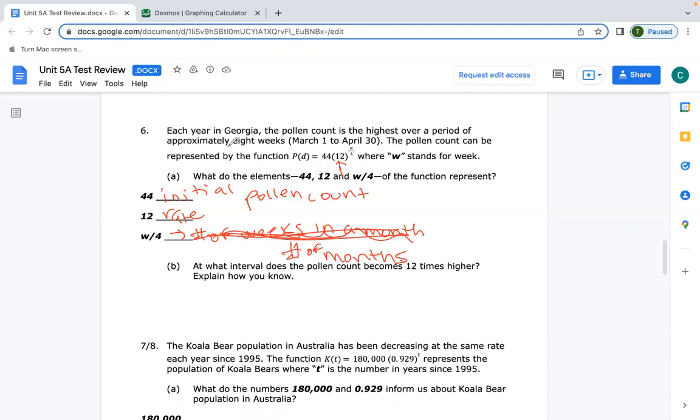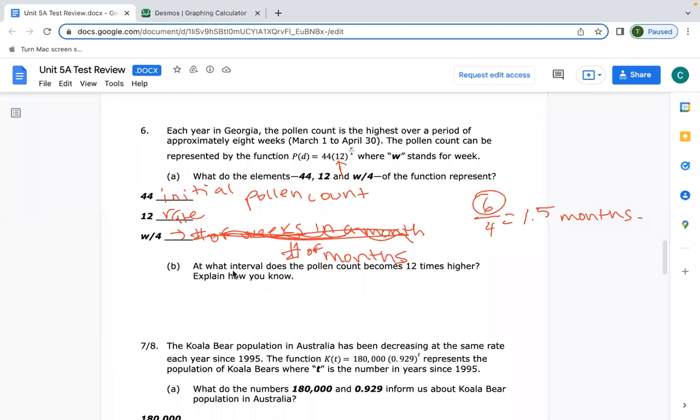So if I say it happened over 6 weeks, well, 6 divided by 4 is what? So if I said this happened over 6 weeks, well, what's 6 divided by 4? 1.5, right? So that's 1.5 months. Man, y'all making me question everything.